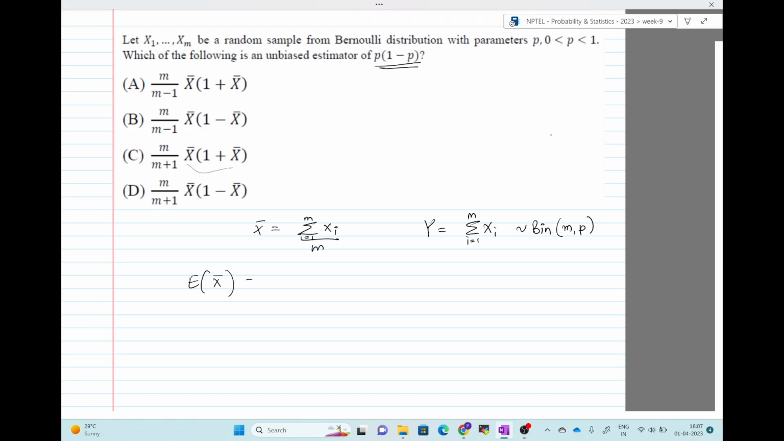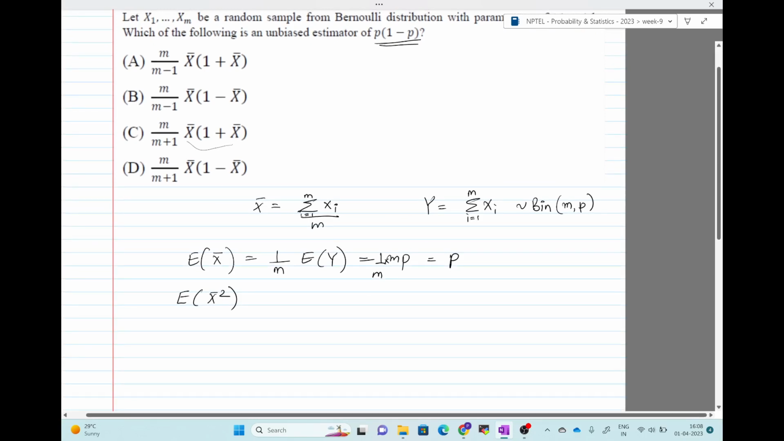x bar will be 1 by m times the expected value of y, which is equal to mp, right? The expected value of a binomial random variable, and there is 1 by m times that. So this is p. And the expected value of x bar square should also come in this.